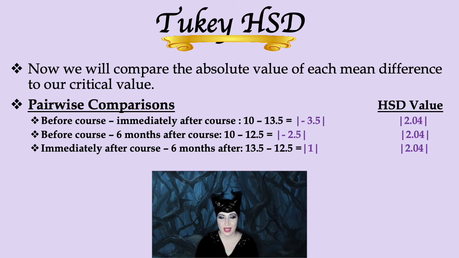Moving on to the next line, absolute value of 2.5, is that greater than or less than our critical value of 2.04? 2.5 looks larger by a hair than our critical value, so once again, we can identify that there are significant differences in magic scores before the course and 6 months after the course. And last but not least, if we compare the absolute value of 1 to the absolute value of 2.04, in this case, we can see that it is in fact smaller, so we conclude that there are no differences in test scores for students who took the test immediately after the course and 6 months after the course.